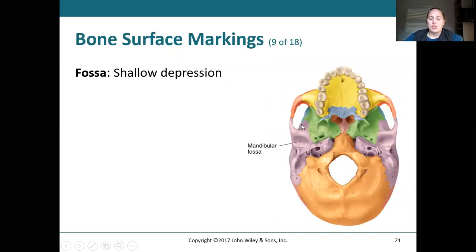Fossa, a shallow depression. So an example of that would be the mandibular fossa. We'll see the articulation of the mandible with that particular location. So this is a very shallow depression that occurs here, just at the base of your zygomatic bone.